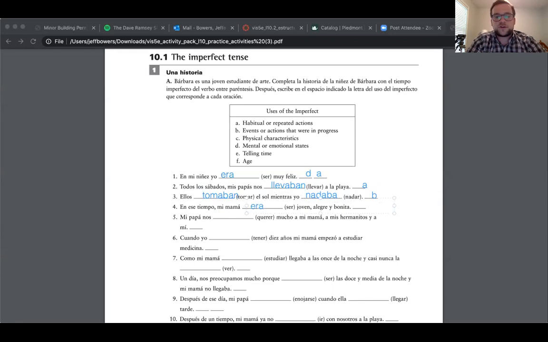Okay, en ese tiempo, mi mamá, another one with ser, we know that's one of our irregulars, so era joven, alegre y bonita, right? Ella era joven, alegre y bonita. Entonces yo creo que es una acción. No, perdón, es un estado emocional o mental, right? She was very young, happy, and pretty. So let's say that's physical characteristics, ¿no? Características físicas. Muy bien.